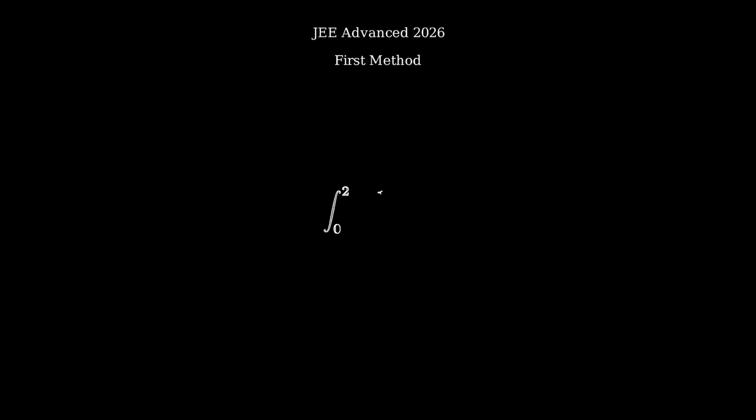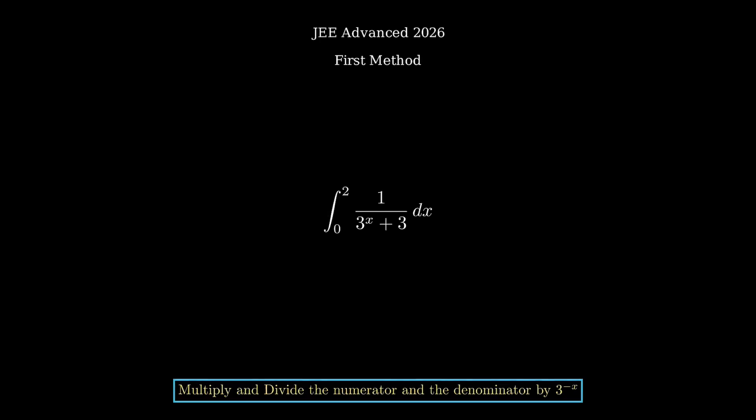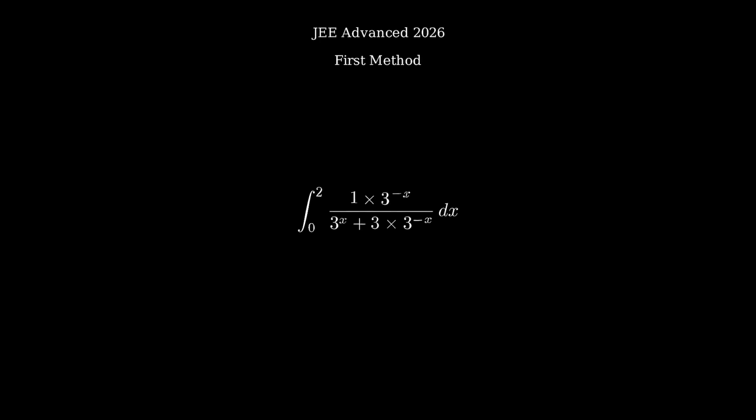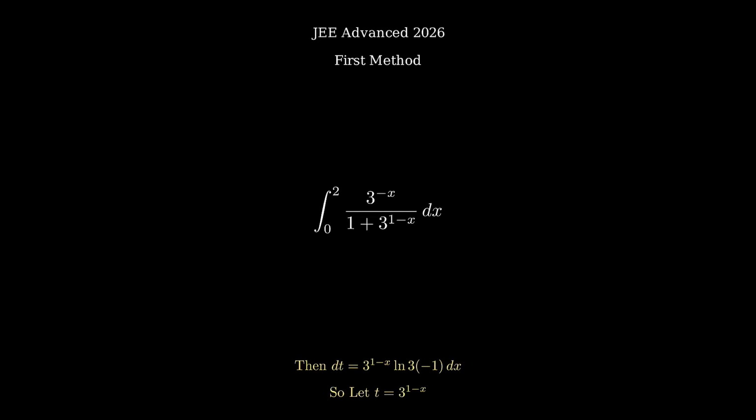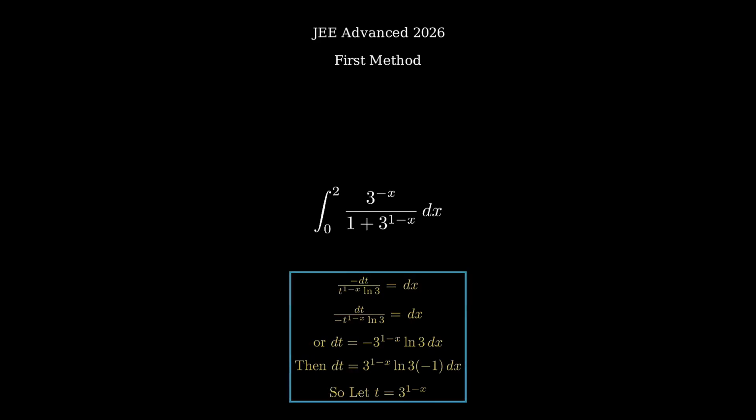The integral of 1 upon 3 to the x plus 3 dx, where x goes from 0 to 2. First multiply the numerator and the denominator by 3 to the minus x to make the 3 to the x term equal to 1. Now make a substitution: let t equal 3 to the x. Then after differentiating and simplifying the differential, we get dt upon t ln 3 equal to dx.